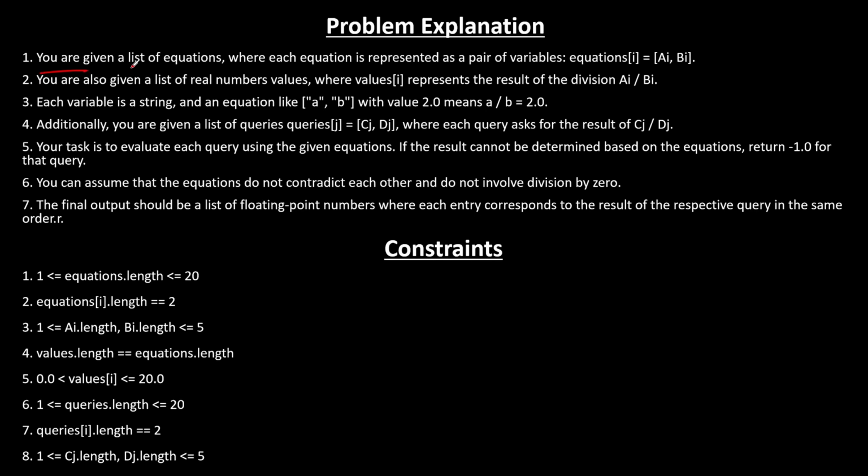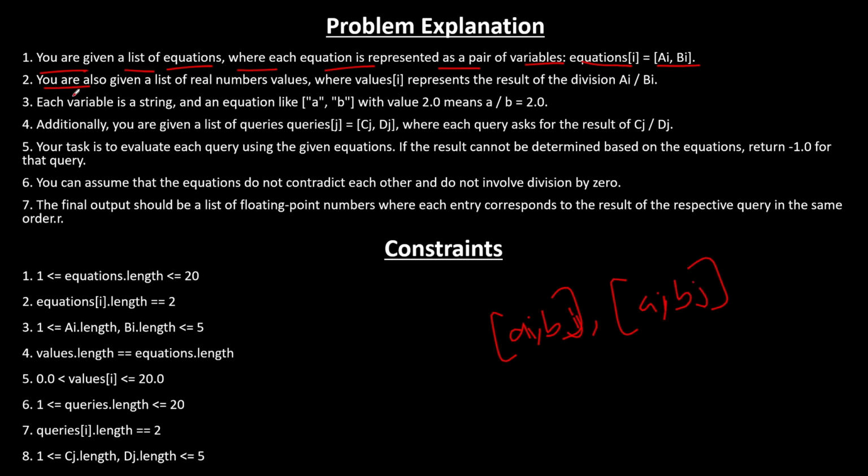You are given a list of equations, where each equation is represented as a pair of variables. Equations[i] = [Ai, Bi]. So basically we have been given an equation list which would look like this: [a, b], then [a, b], and so on, [i, j].